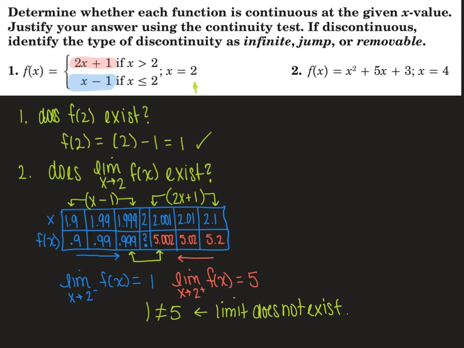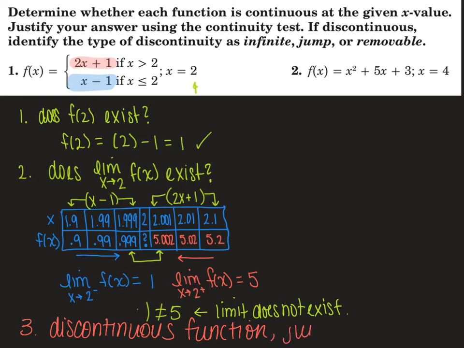So again, this is discontinuous. We'll do the final answer in red. Okay, so 3. The limit didn't exist, so we can't even say that it's going to equal anything. So this is discontinuous. So a discontinuous function. And we know that because we went from the values of 1 to 5, this is a jump discontinuity.